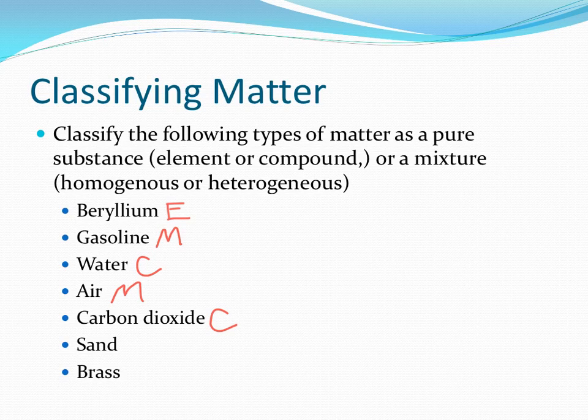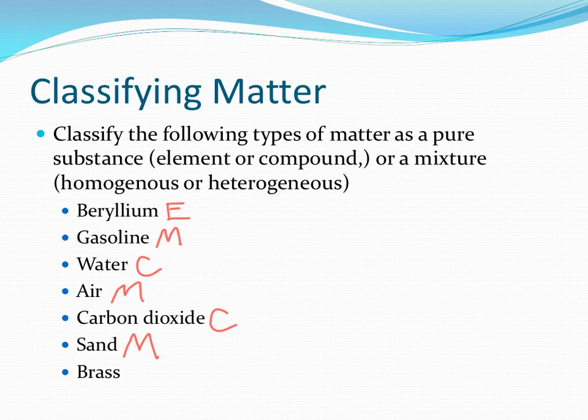Carbon dioxide is a pure substance, chemically bonded together, so it is a compound, CO2. So that's two elements chemically bonded together. Sand. Now sand is a mixture, but if you look closely, I think you could see the different types of sand grains, and therefore you would find that it is a heterogeneous mixture because you can see a difference in sand. So that is a mixture.